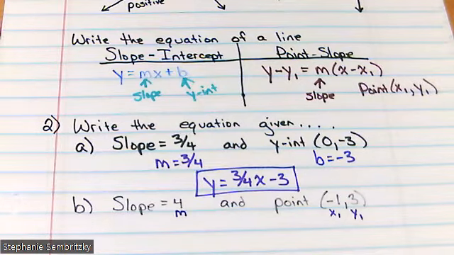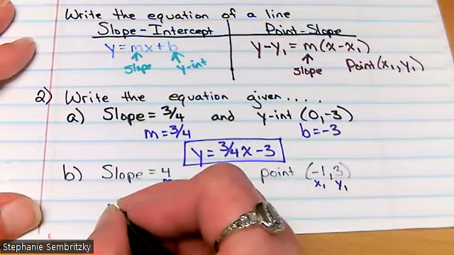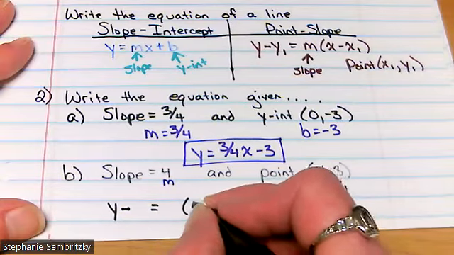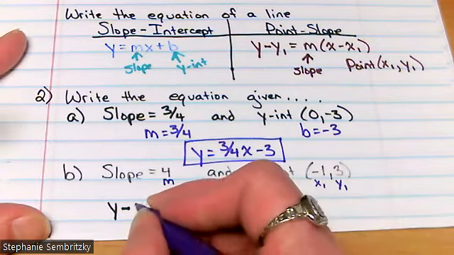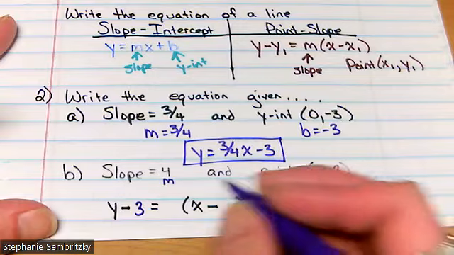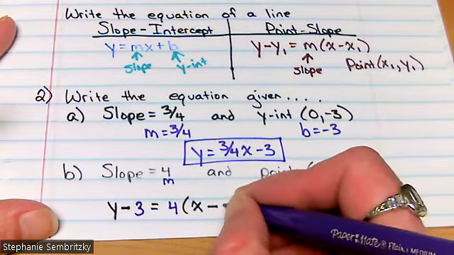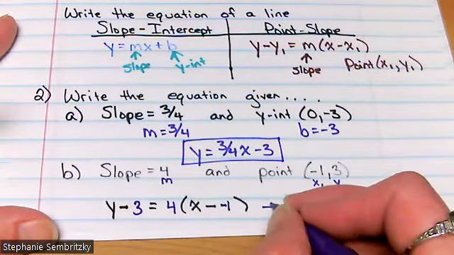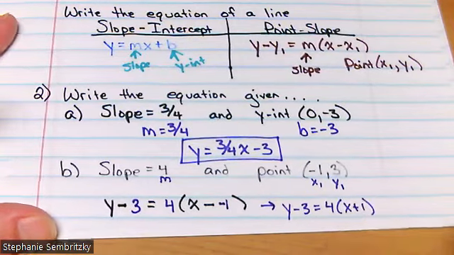Now let's look at that point-slope form again. It's y minus my y1 equals m and then x minus the x value. So you just plug in what you're given. The y value is 3, so y minus the y value. Slope goes in front. X minus the x value, so x minus a -1. That's going to give me y minus 3 equals 4 times x plus 1.